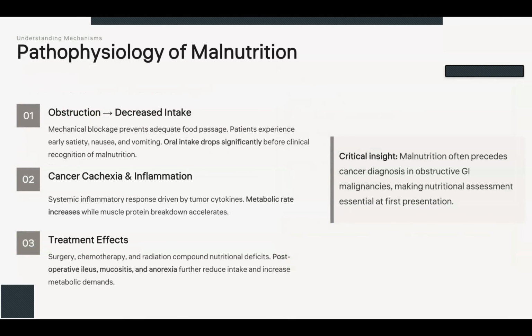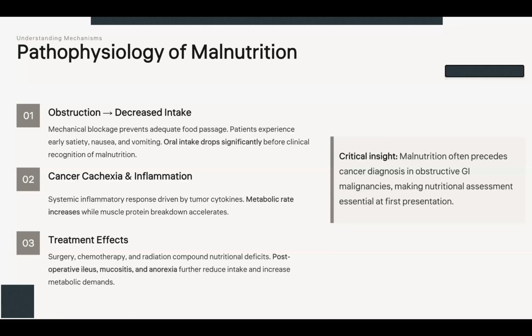So when we come to the pathophysiology of malnutrition, as the previous lecturer discussed, the mechanical obstruction leads to reduced intake because patients are physically unable to consume enough food, even if they have the desire to eat. Then cancer cachexia plays a major role. This is driven by systemic inflammation, where cytokines such as TNF-alpha increase metabolic demand while simultaneously accelerating muscle protein breakdown. So even when intake is partially maintained, the body is in a catabolic state.